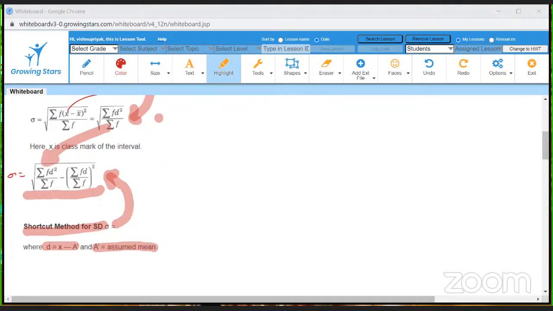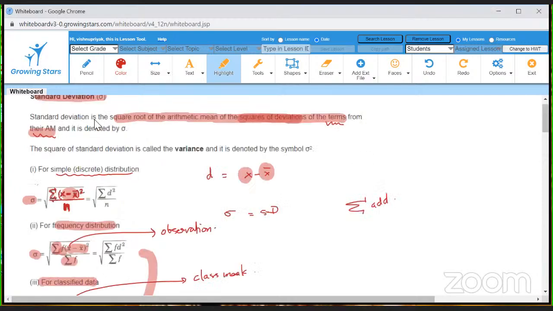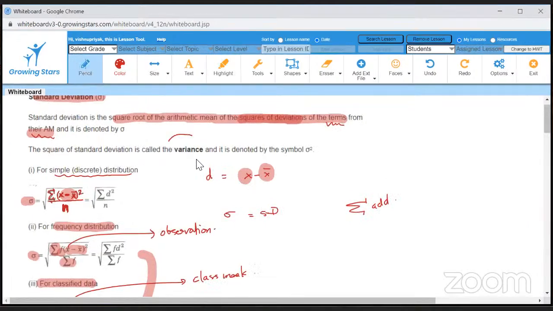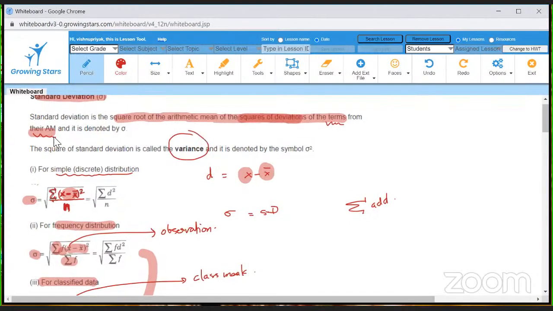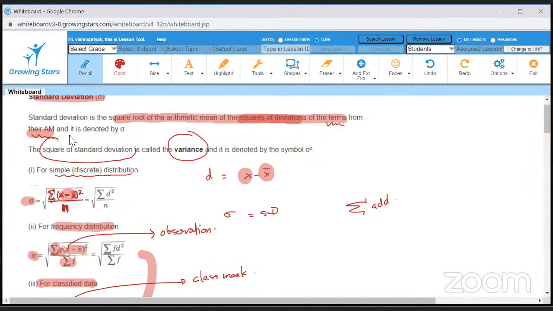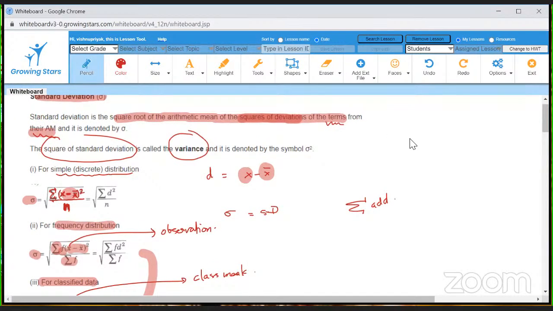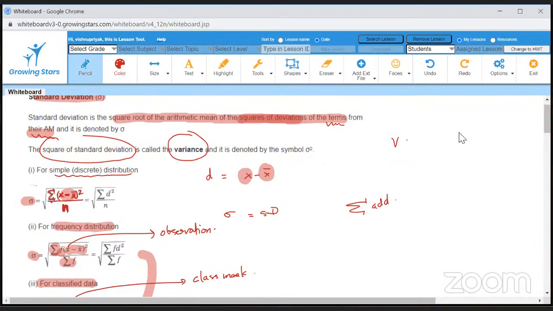So one question we will do on this standard deviation so that we won't get bored. But remember one thing, if you know standard deviation, you can find variance. Variance is the square of standard deviation. Variance is sigma square.